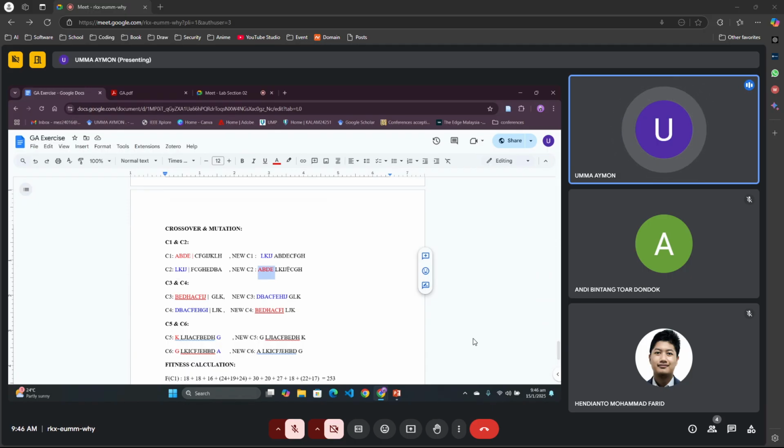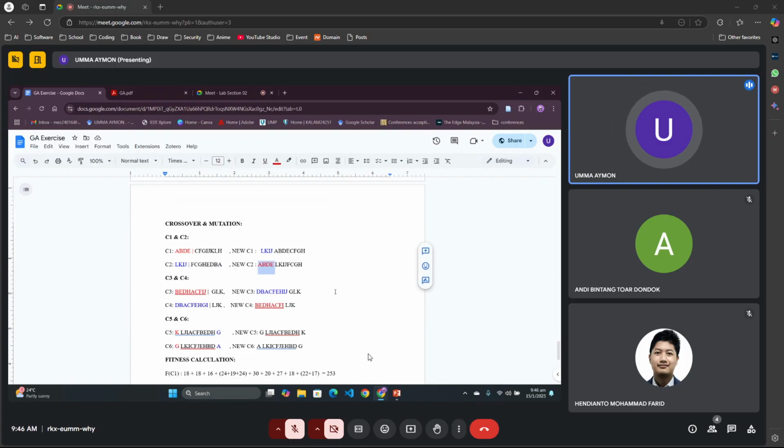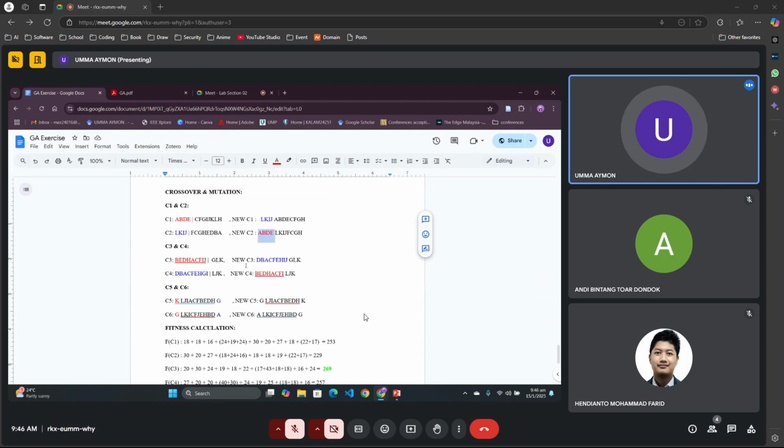Here L, K, I, J, then F, C, G, H, and E, D, B, A are skipped because we have already written them here. Similarly for C3 and C4, this is the head part. So C4 is added as the head part of C3, and the other letters are already written here. And similar for C4 also.